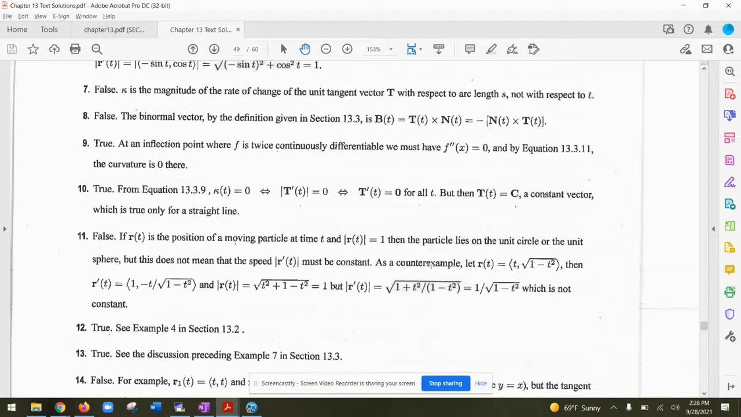Eric, what was your word for that? Huh. So the way we parameterize the circle affects whether or not speed is constant? Well, that's curious. Okay, I won't put that on a test.